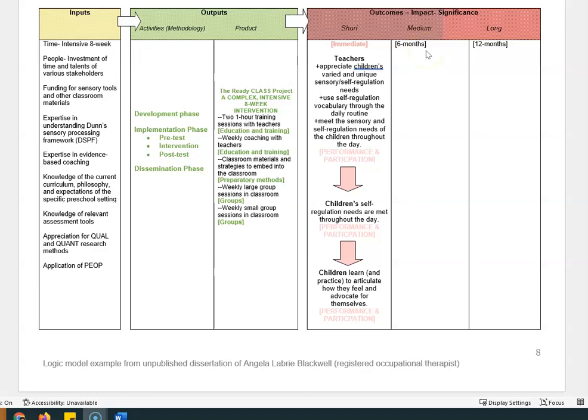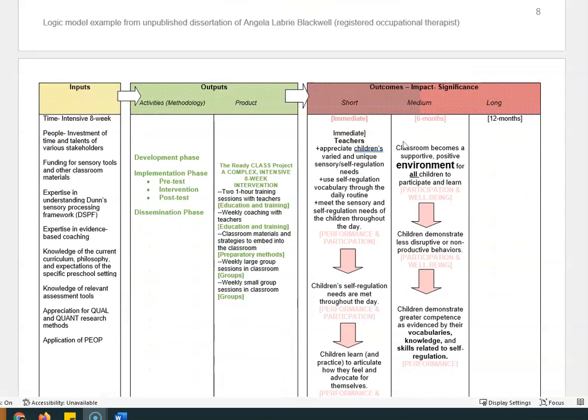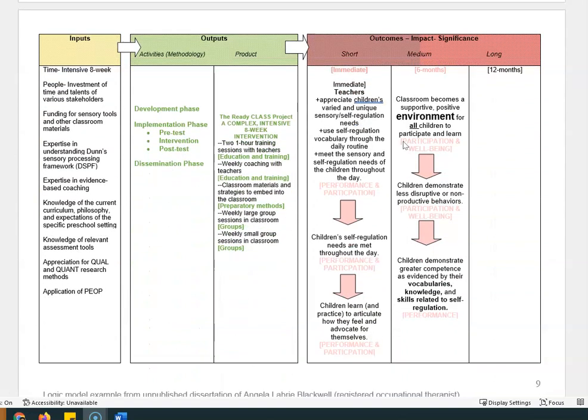Okay, so when we go on to medium term, we're thinking about 6 months after the project. What do we hypothesize will be the outcomes? 6 months after the project has been implemented, we imagine that the classroom becomes a supportive, positive environment for all children to participate and learn. So this helps their participation and well-being. Children demonstrate less disruptive and non-productive behaviors, and the children demonstrate greater competence as evidenced by their vocabularies, their knowledge, their skills related to self-regulation, their performance.